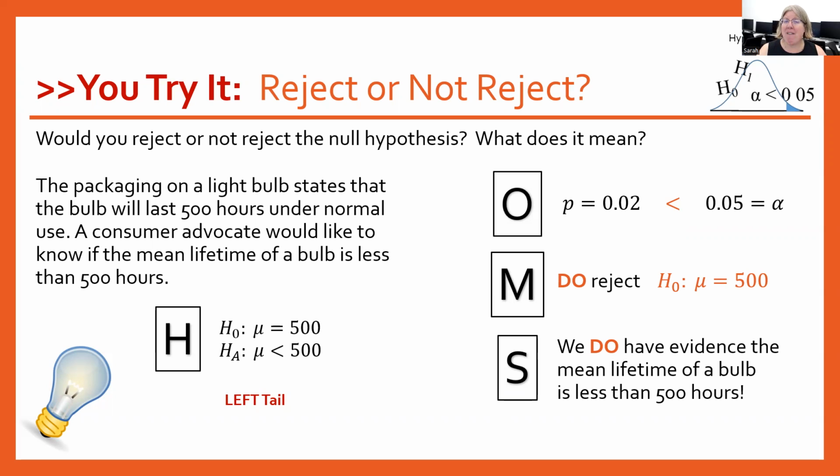All right, so you have 5 more of these left in your notes. Go through and identify left, right, or two-tail, and then decide whether you do or do not reject the null hypothesis.